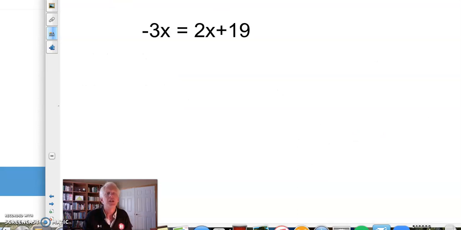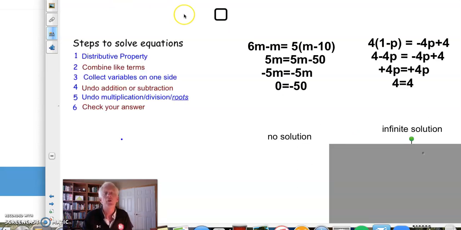Okay, is this the last slide? I believe it is. So that is your nutshell for collecting variables on both sides of the equal sign. The ID card for this today is the 4 of spades. The 4 of spades. Thank you, and our equation solving is coming along very, very nicely.